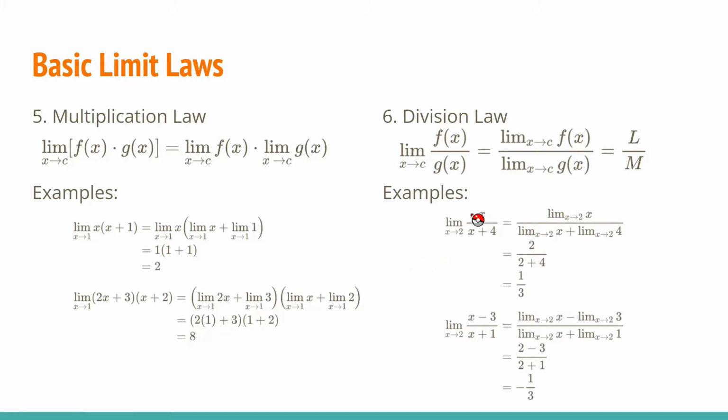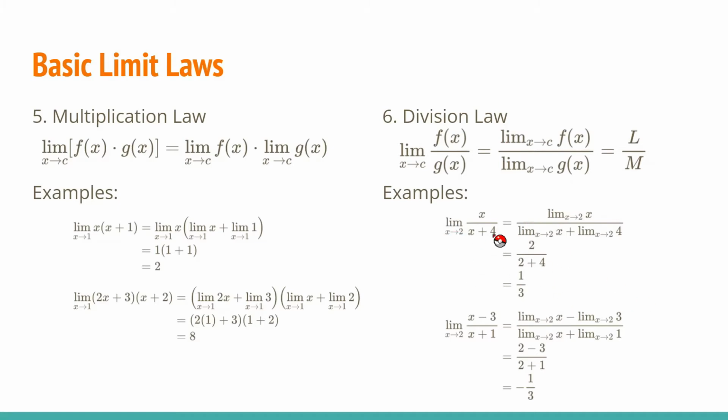Next, the division law. The limit of f of x divided by g of x as x approaches c is equal to the limit of f of x as x approaches c over the limit of g of x as x approaches c. So we have to remember that in division, we can't have a 0 for the denominator because the function will be undefined, and we don't want that.